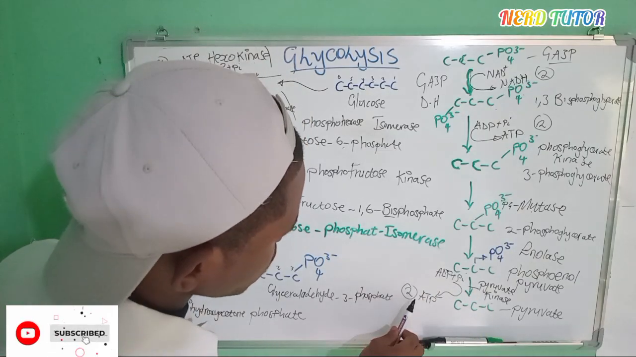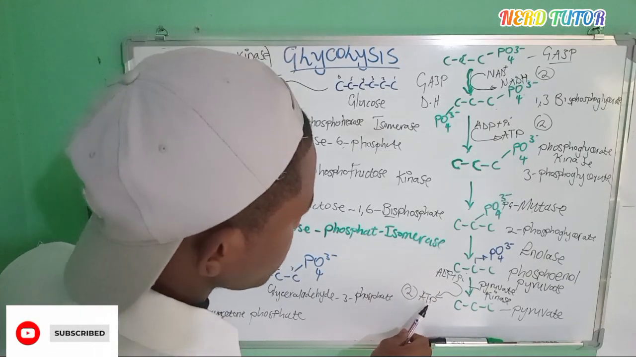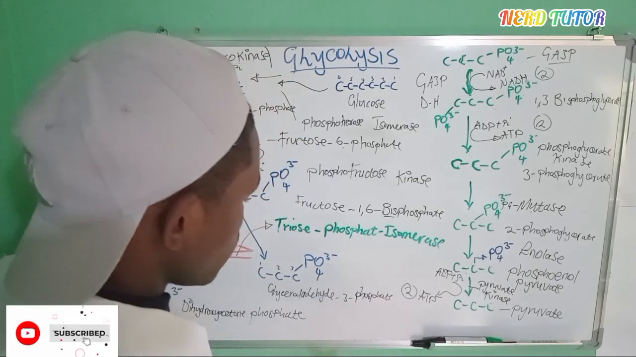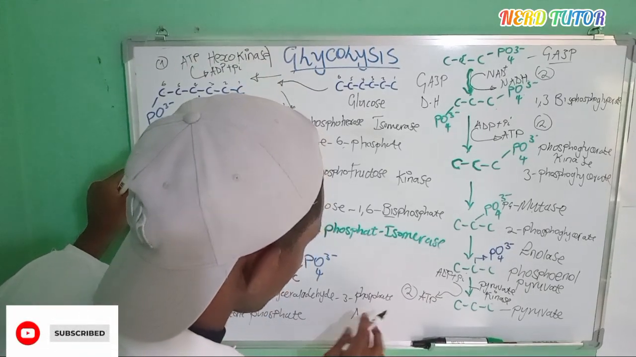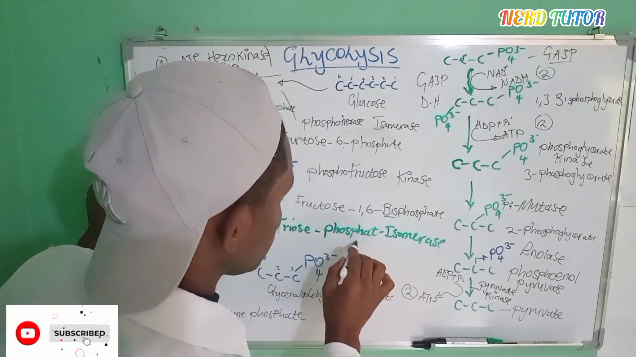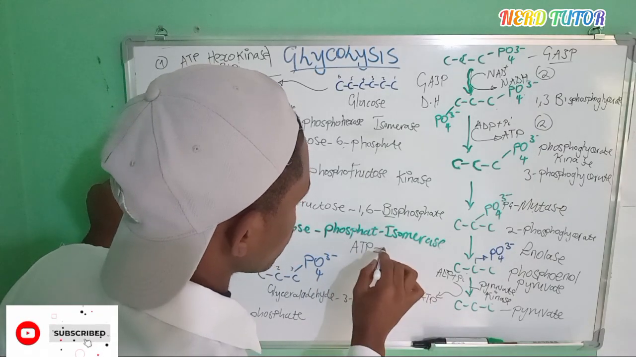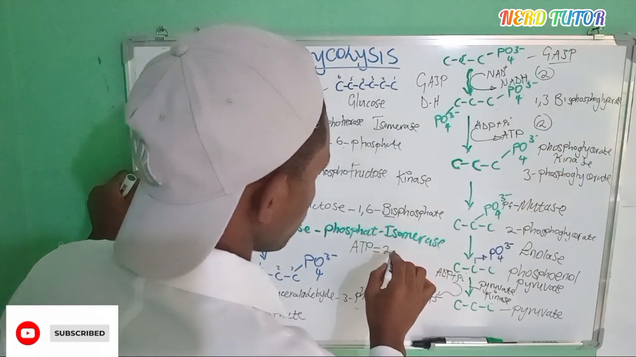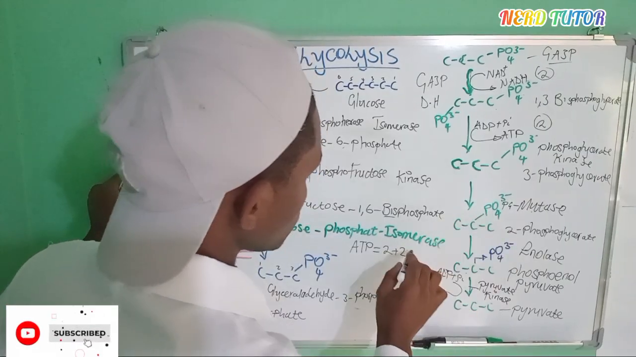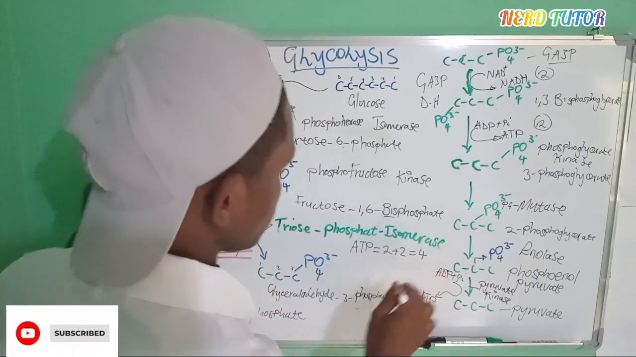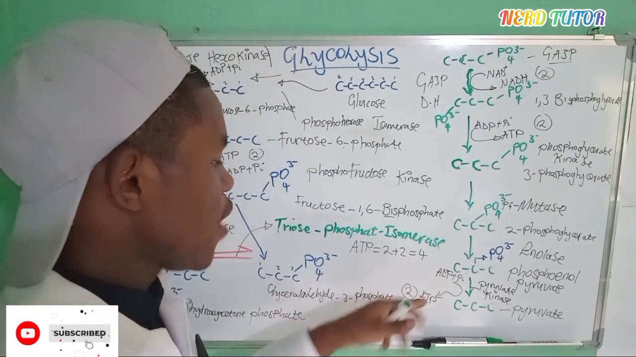So here we've produced 2 ATPs. Let me just write here. ATP is equal to here 2, then here 2 plus 2. So we have produced in total 4 ATPs.